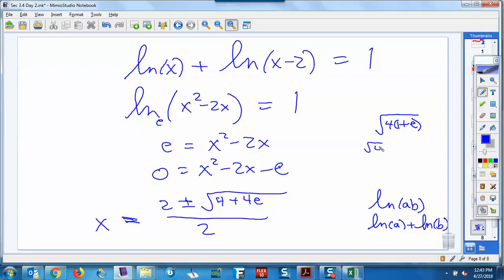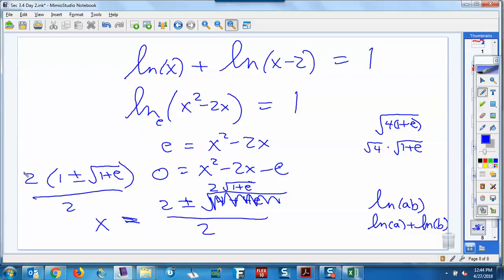And then you could split that into the square root of 4 times the square root of 1 plus e. The square root of 4 is 2. So this right here becomes 2 square root of 1 plus e. That's what this would become. Okay? And now what can you do on this top? You can take out a 2. You get 1 plus or minus the square root of 1 plus e, all over 2. Those 2's cancel. And that's why their answer was 1 plus or minus the square root of 1 plus e.